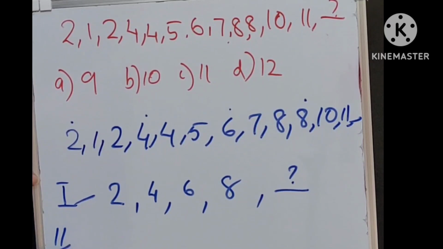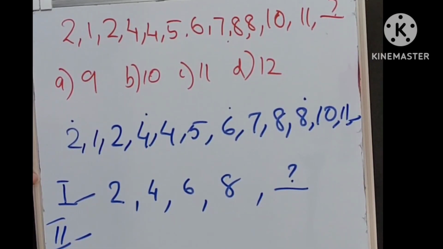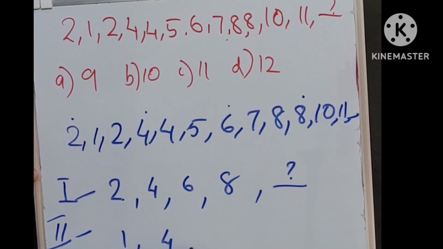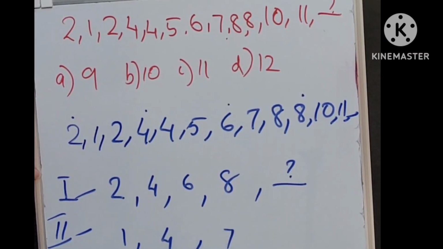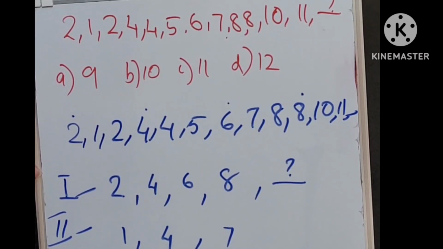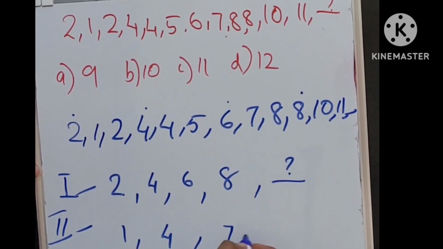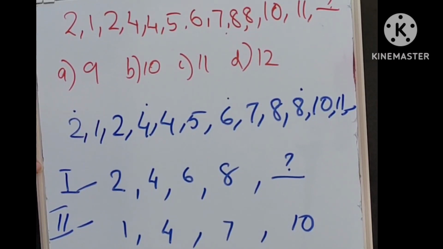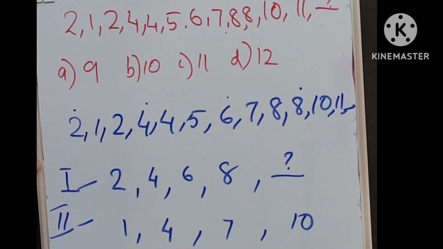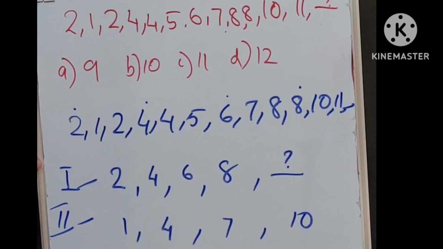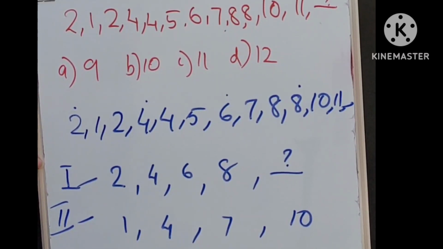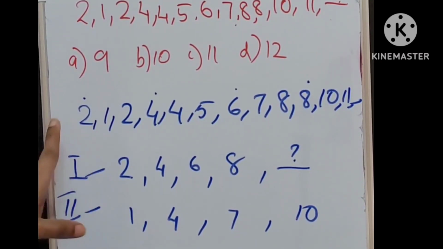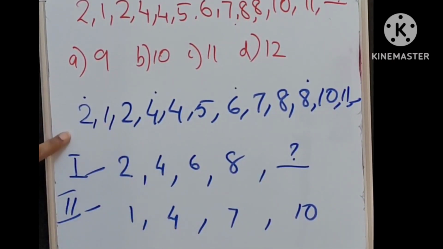The second series is 1, 4, 7 and 10. Then the third series is 2, 5, 8, 11. These are the three series in a single sequence. Okay.